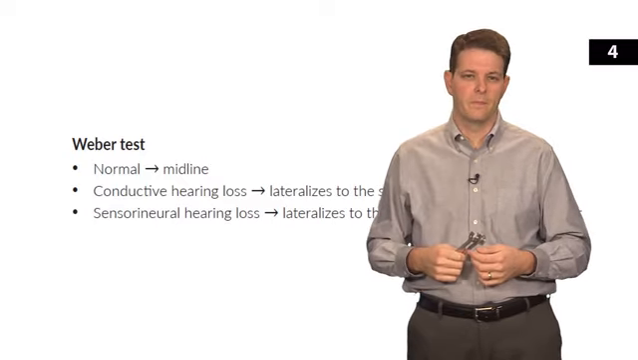the good ear. So when you do the Weber test, all you know is that the sound lateralizes to one side or the other. You can't tell whether it's conductive or sensory neural hearing loss yet. You have to do more testing to figure it out. That's where the RENA test comes in.